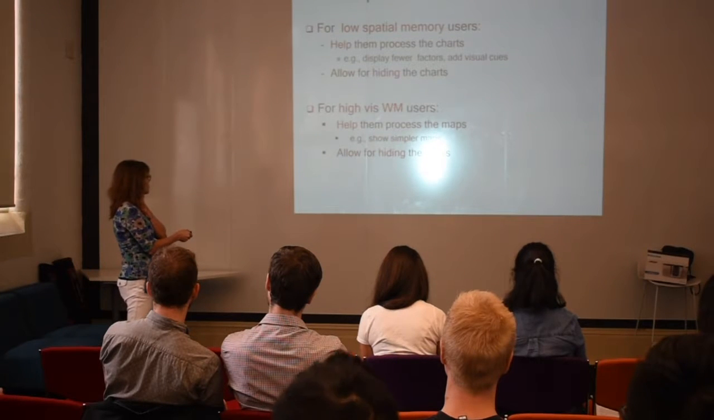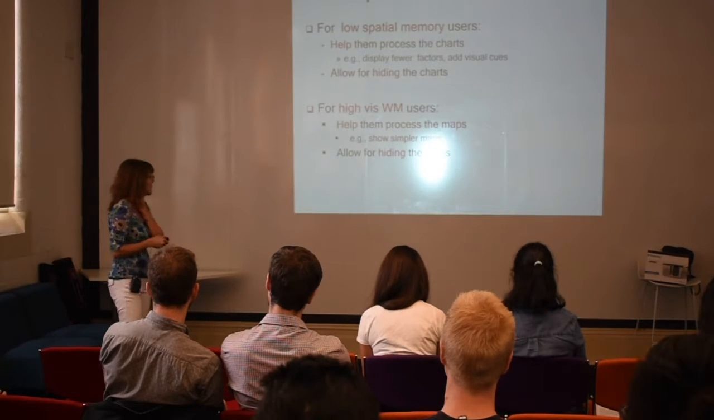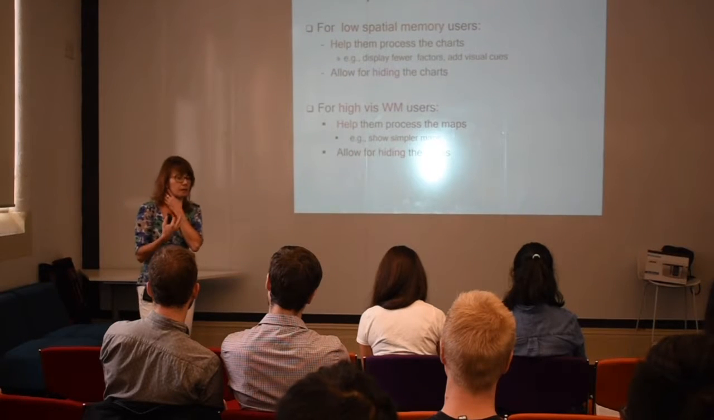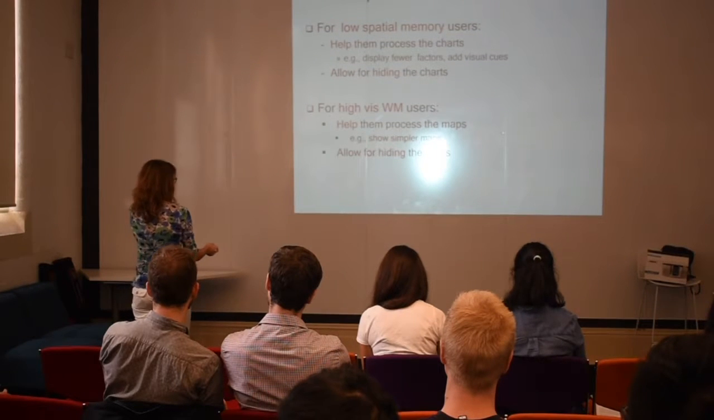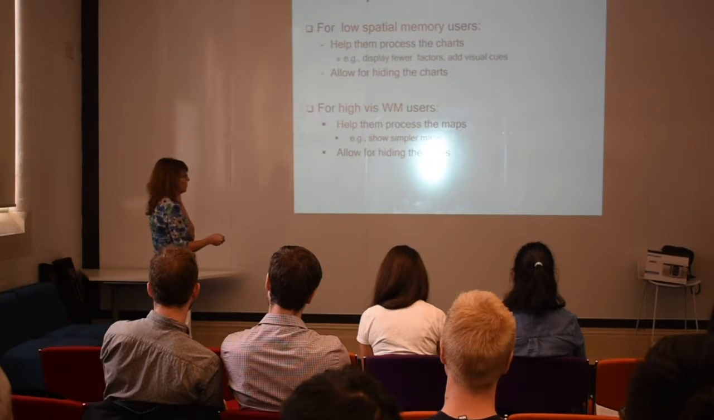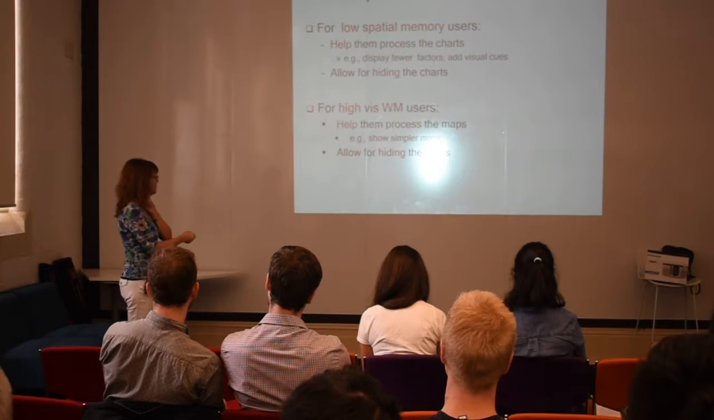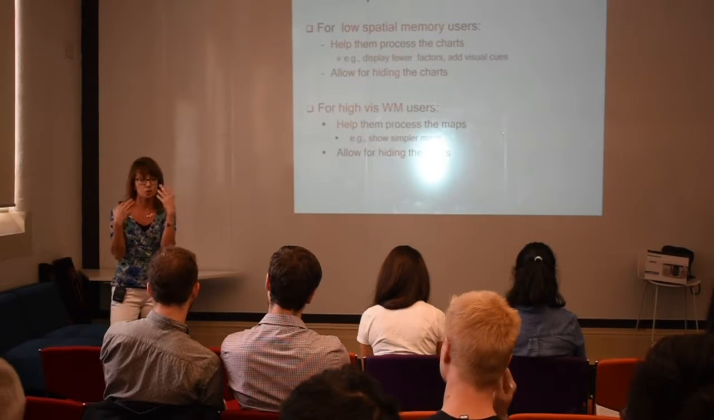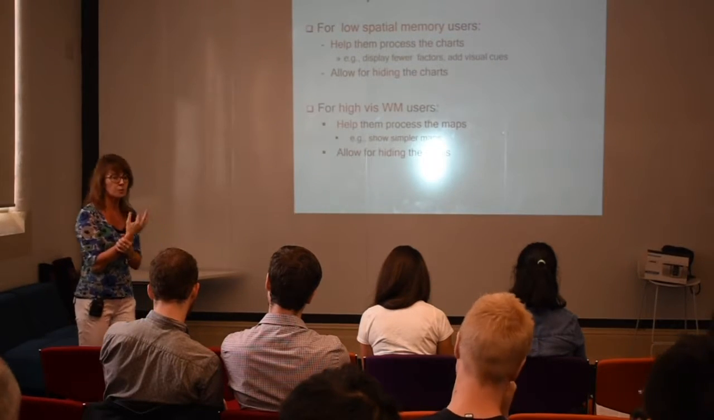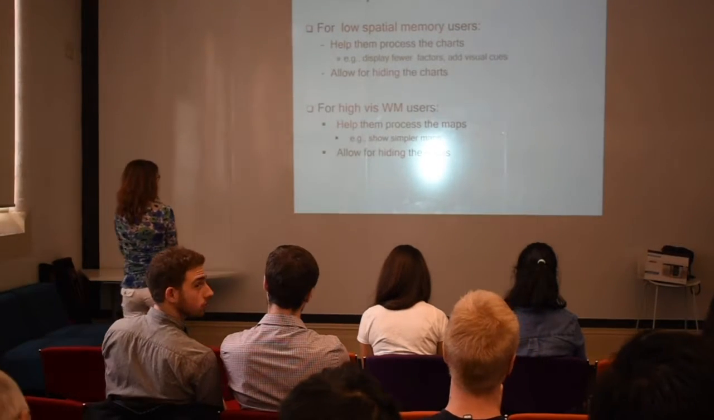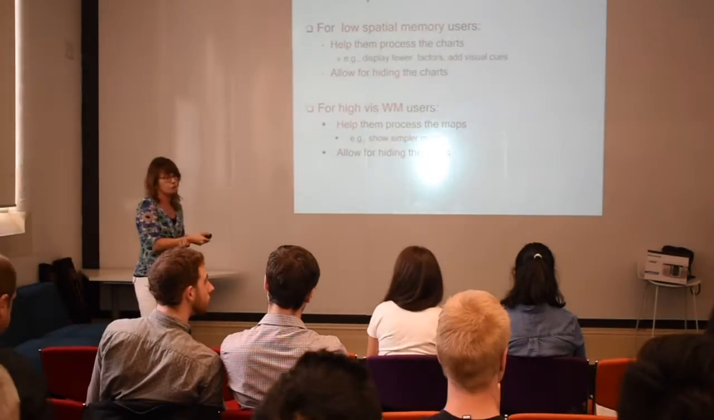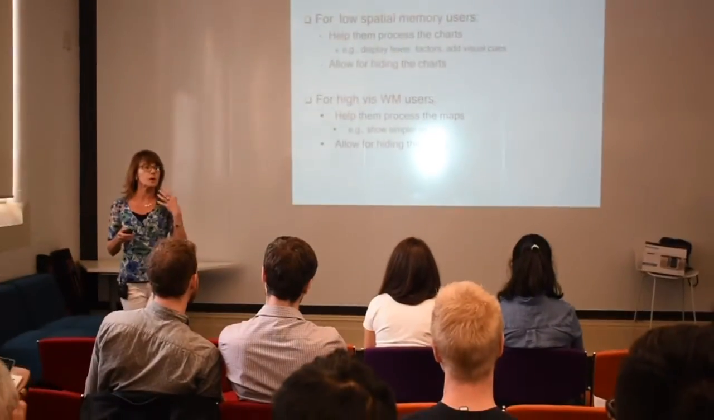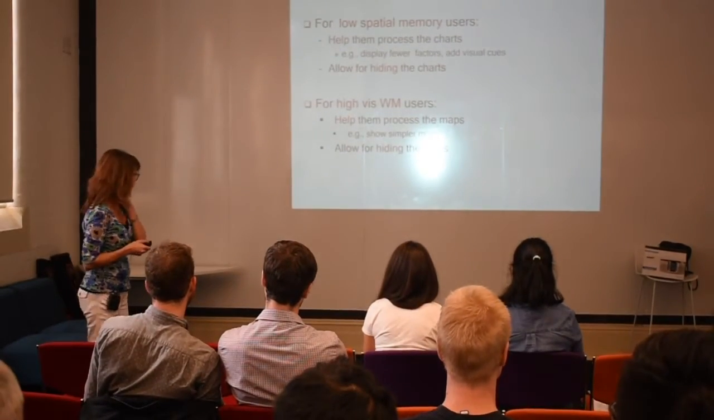And for users with high visual working memory, they didn't like the maps as much, so one could think of adaptations that help them process the maps. For instance, showing simpler maps with less detail, or also the other alternative, allowing for ways to hide the map. Okay?